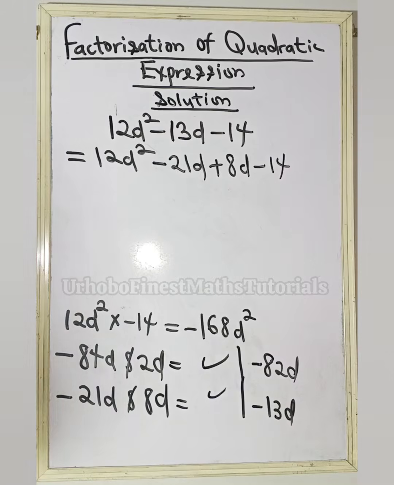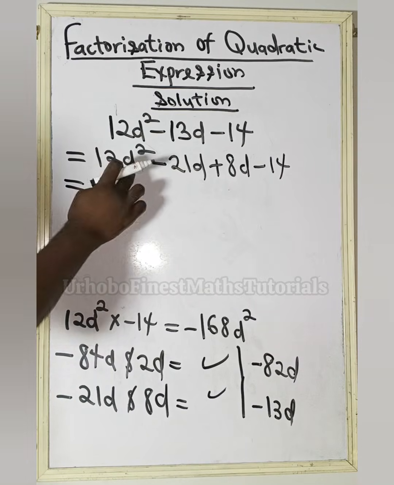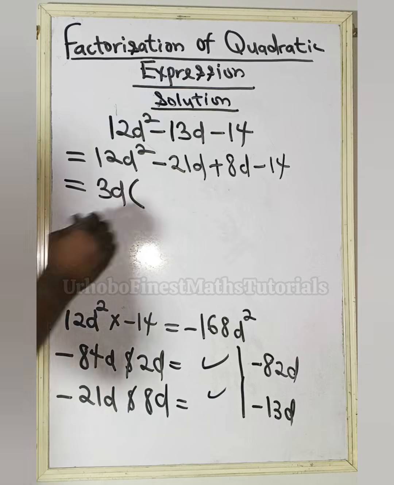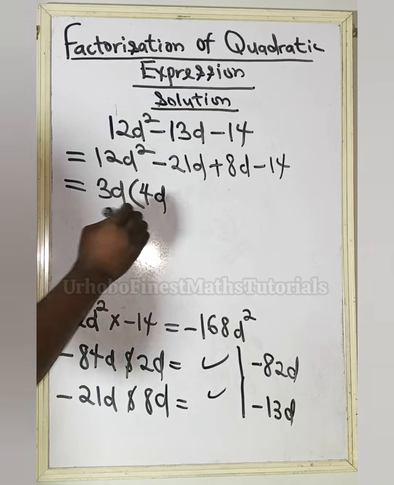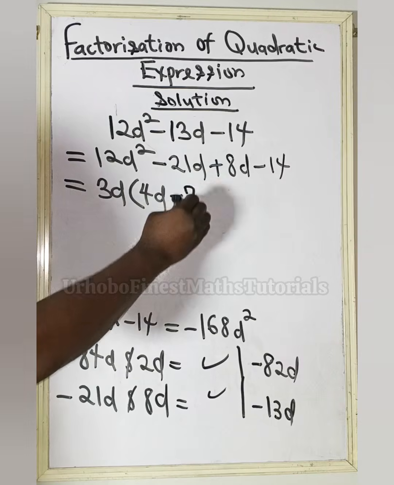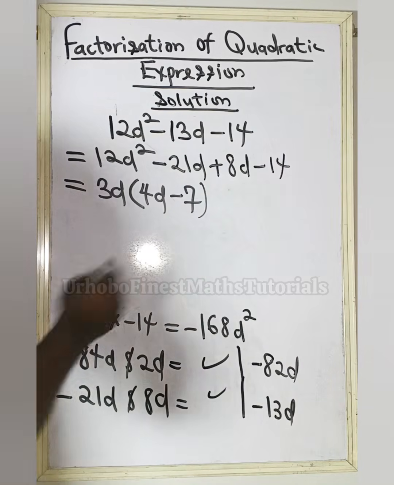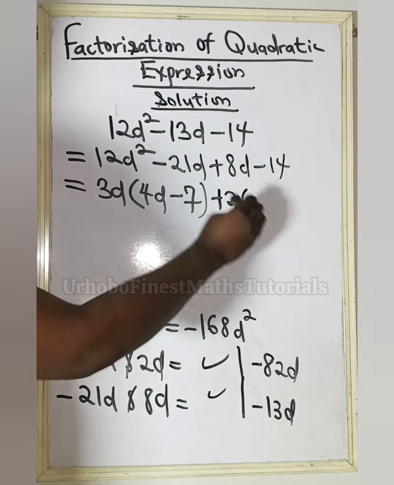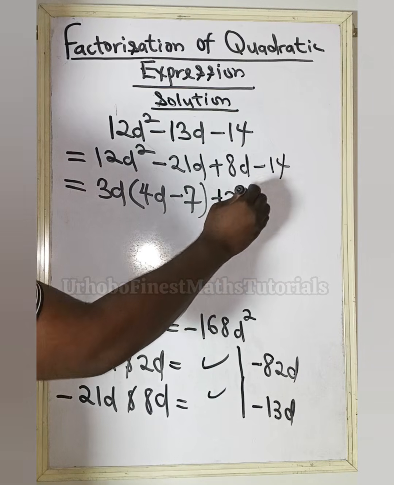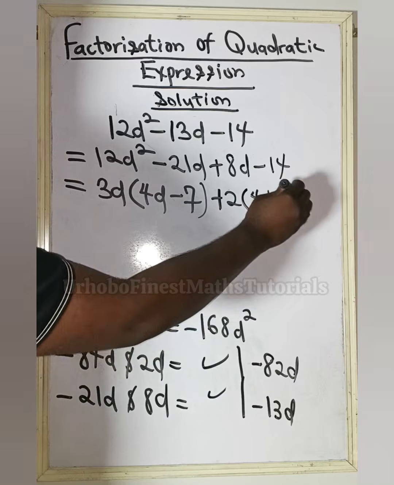Now we have d here, we have d here. 3 can equally go into these two terms. So it becomes, you bring 3d out. 12d squared divided by 3d, you're going to have 4d minus 21d divided by 3d, you have 7. Bracket close. Now on this side, 2 is common, so we'll bring plus 2 out. 8d divided by 2, now we'll be left with what? 4d minus 14 divided by 2 is 7.